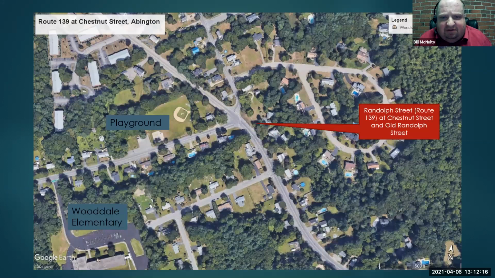So this is a closer aerial photo of the area. So you can see it's in a fairly densely developed residential neighborhood. There is an elementary school in very close proximity. There's a playground in very close proximity. So there's quite a bit of pedestrian activity through here, particularly in the warmer weather. I don't know how many actually walk to the Woodsdale Elementary School, but certainly families walk to that playground and cross through this intersection.